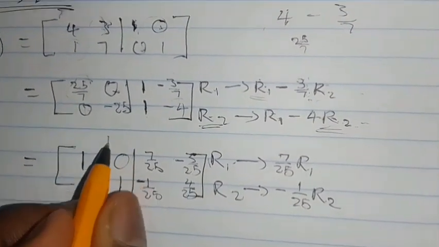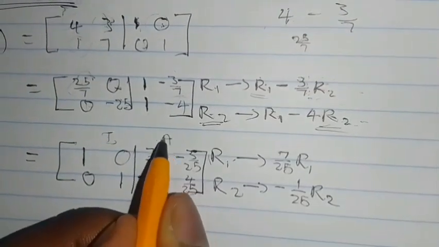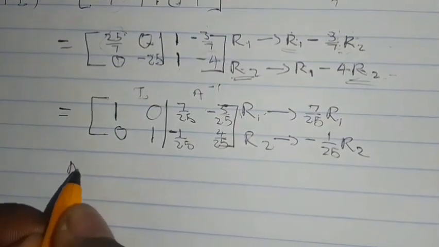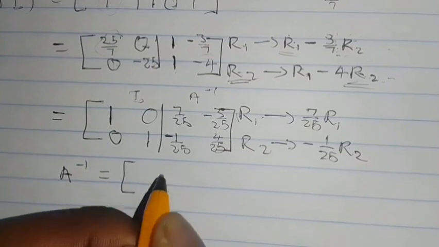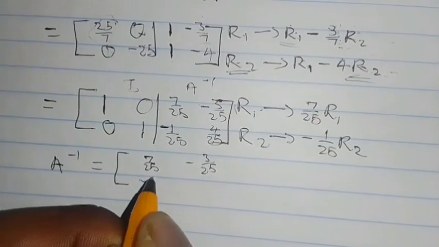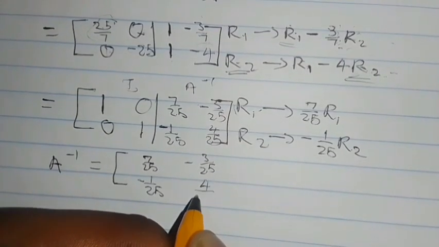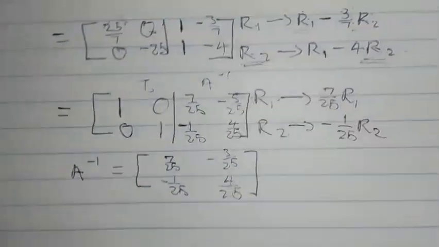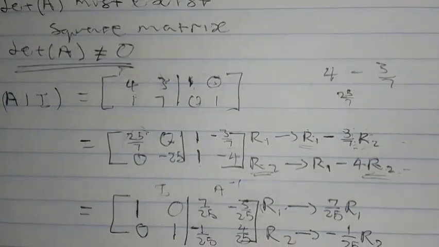And so we have an identity on the left now. That means that we have A inverse on the right. So that means that A inverse will just basically be 7 over 25, minus 3 over 25, and then minus 1 over 25, and then 4 over 25. So that's how we can find the inverse of this. It's really simple, really.